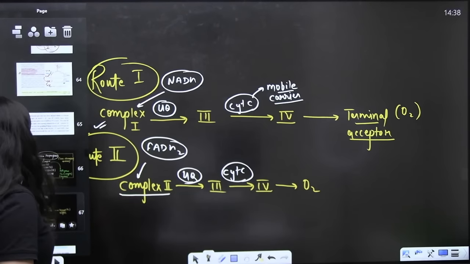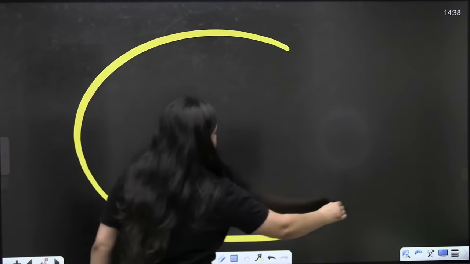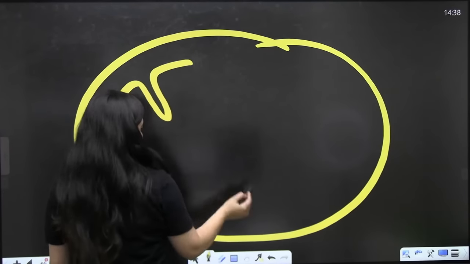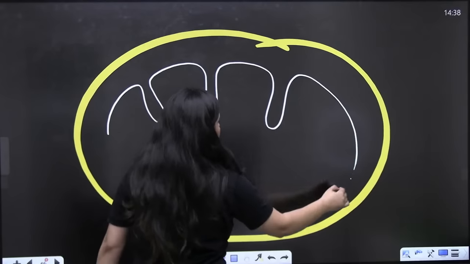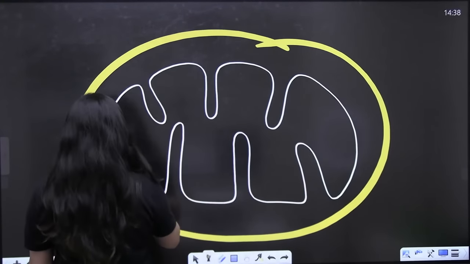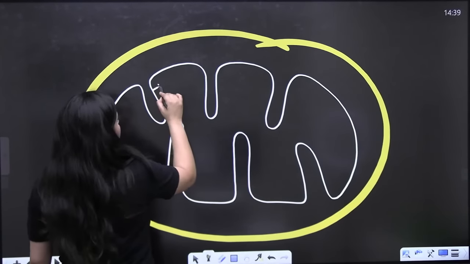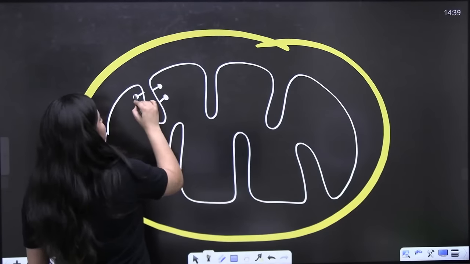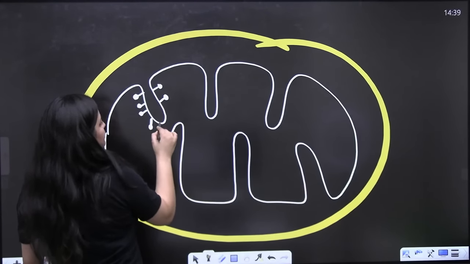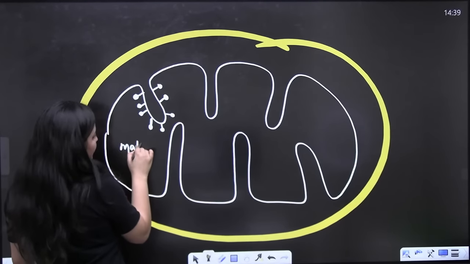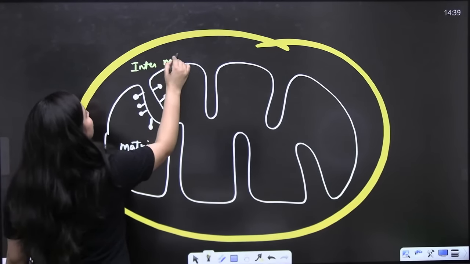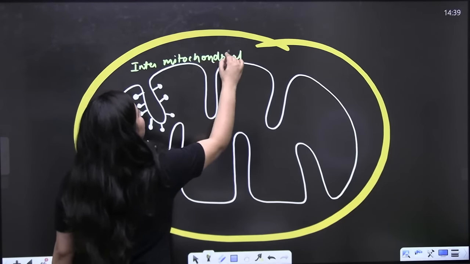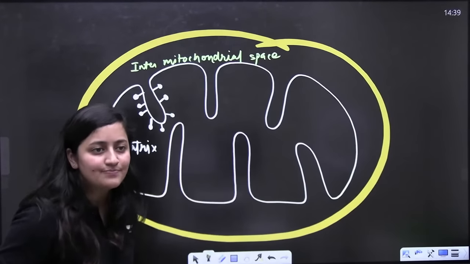Let me explain this. First of all, what you need to remember here is the location and then the name of the complexes. Got it? Mitochondria. The oxysomes here, the F0, F1 complexes, will ultimately play a role in oxidative phosphorylation, that is, in the ATP formation. This is the matrix. And here we have the intermembrane space.